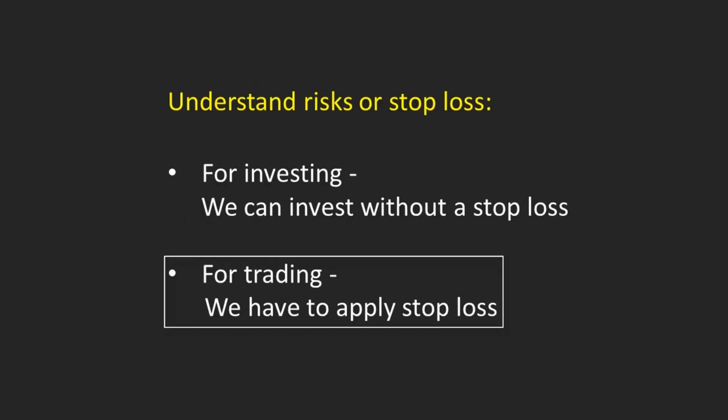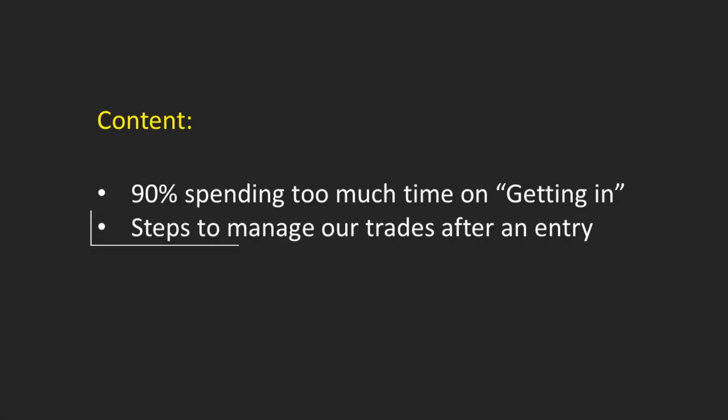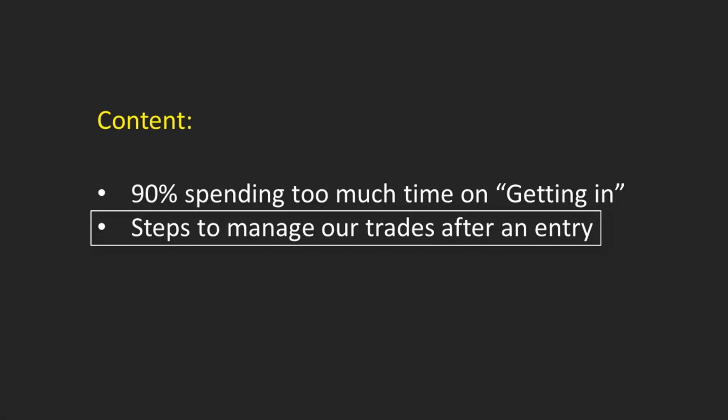This example on Bitcoin is for trading. Therefore, we have to be mindful to manage its risk all the time. When the market has clearly given us some warning signal, like the inverted hammer and double top that we have discussed, we just have to execute with an exit plan. Now let's go back to the second part, which is about the steps to manage our trade after an entry.